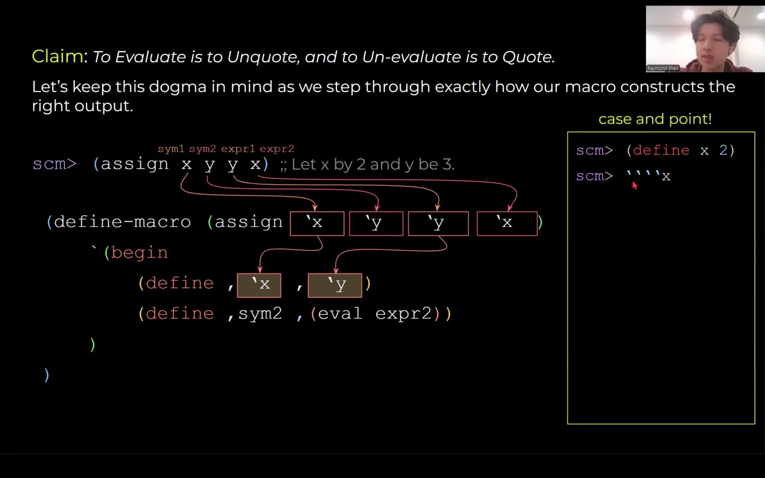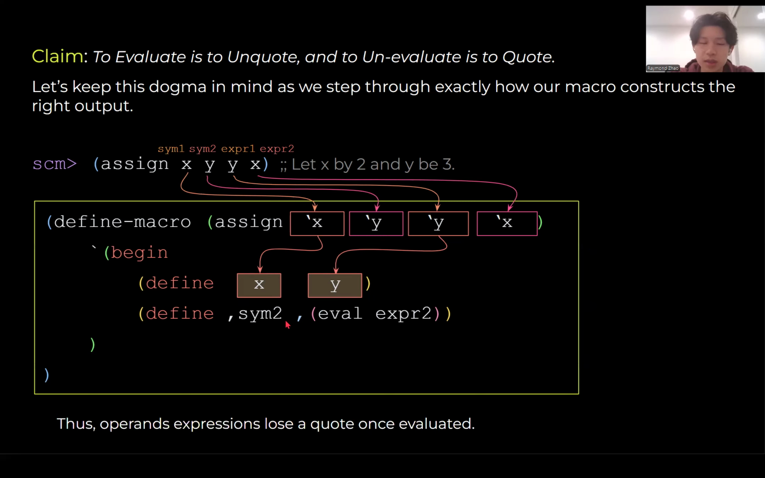So let's do some practice. If I tell you to evaluate quote, quote, quote, quote, quote, x, to evaluate is to unquote, so I'll remove a quote, and now if I do three quotes, it'll be two quotes. If I do two quotes, it'll be one quote. And if I finally evaluate quote x, it'll just be x. And if I evaluate x, you'll finally get the value. Okay, let's move on to the next line.